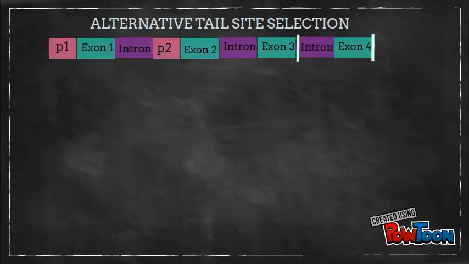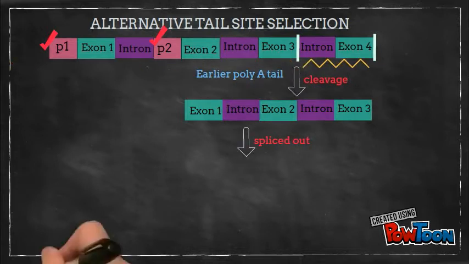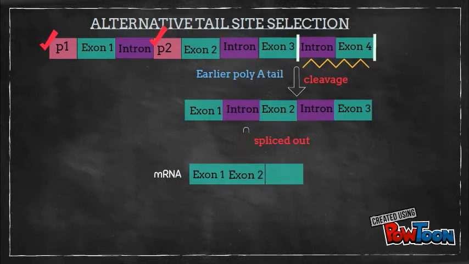For alternative tail site selection, it's quite possible to have two alternative sites for adding the poly A tail. If we cleave at the earlier poly A site, it will result in loss of the distal exon, which is exon 4. The mRNA sequence will only consist of exon 1, exon 2, exon 3.